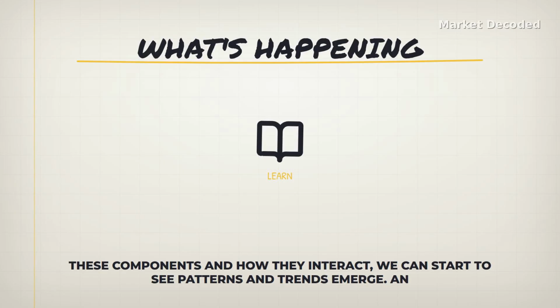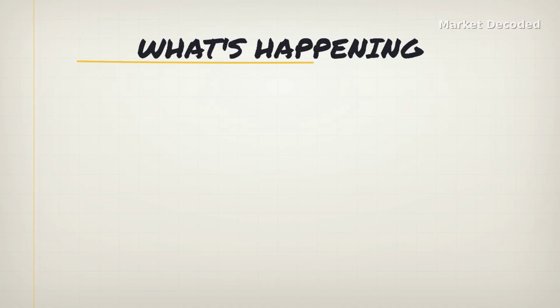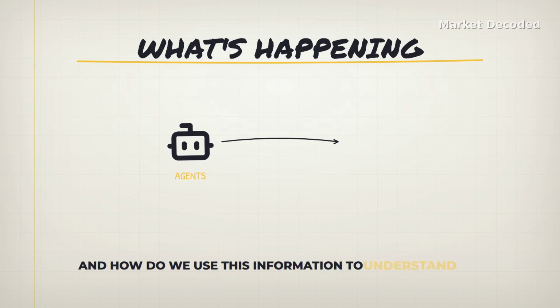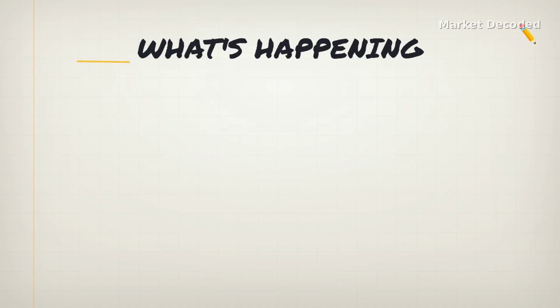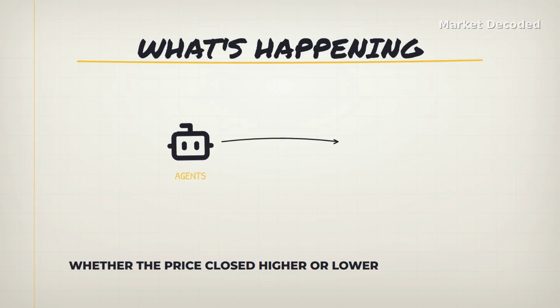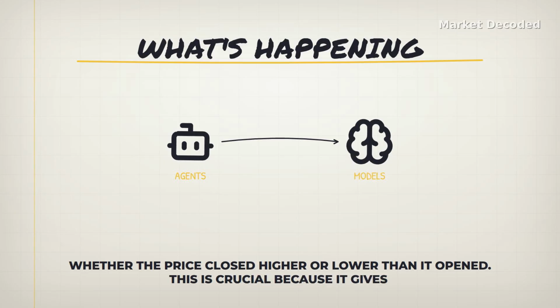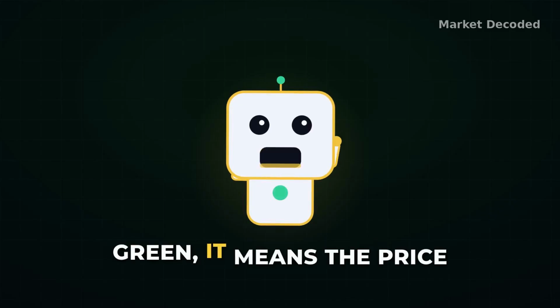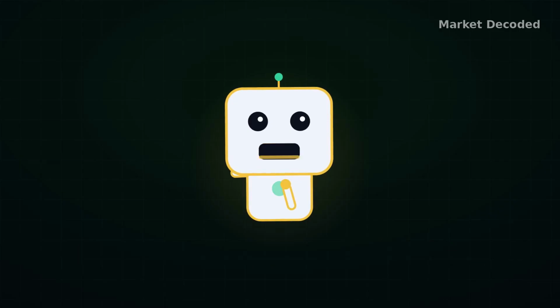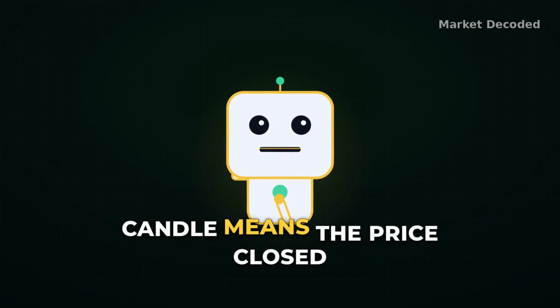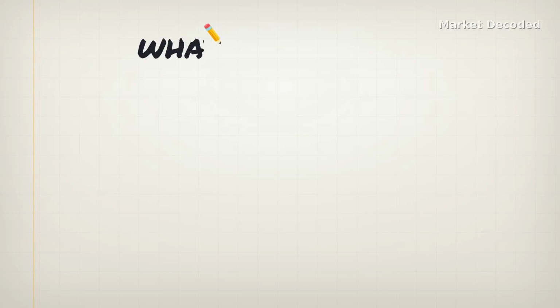What does the color of a candlestick actually tell us about market movement? And how do we use this information to understand the story of a stock or asset's price journey? Let's break it down. The color of the candle, either green or red, indicates whether the price closed higher or lower than it opened. This is crucial because it gives us a snapshot of market sentiment during that specific time frame. If the candle is green, it means the price closed higher than it opened, indicating a bullish trend. On the other hand, a red candle means the price closed lower, suggesting a bearish trend.